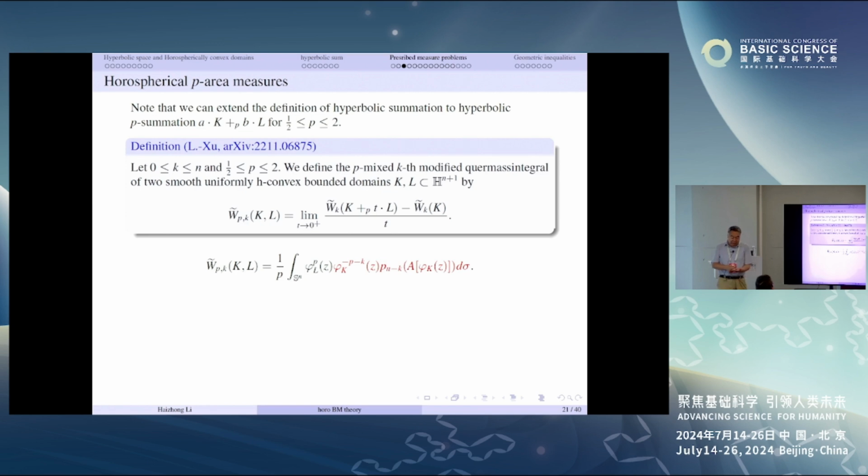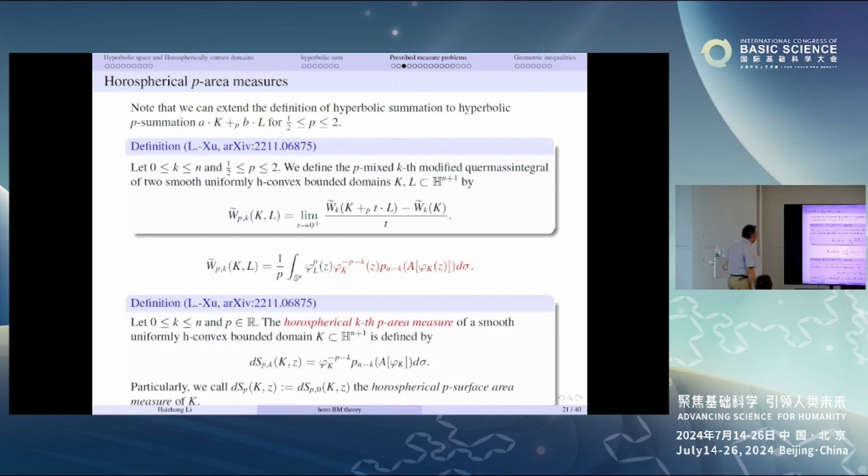Consider the Horsfield support function of L, phi_L, and the Horsfield support function of K. You can also define a symmetric metric. Similar to what Lutwak did in 1993, you can propose the Horsfield p-area measure.